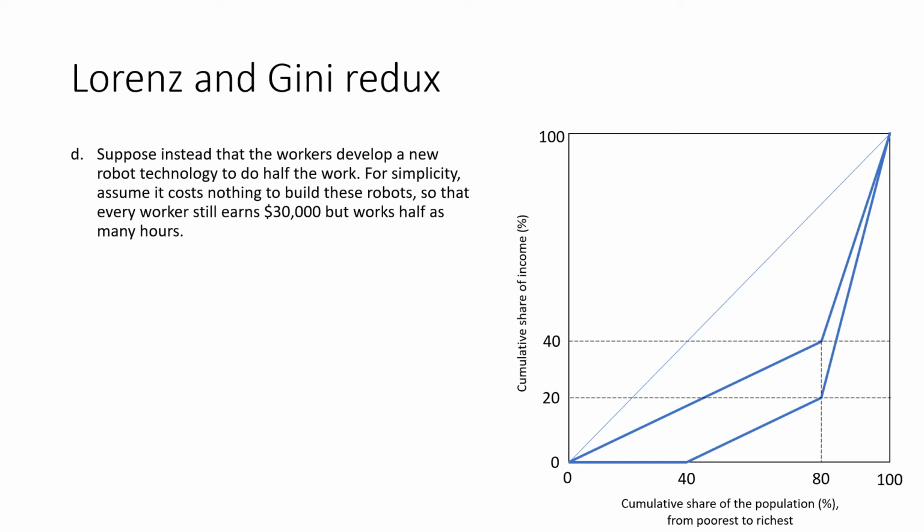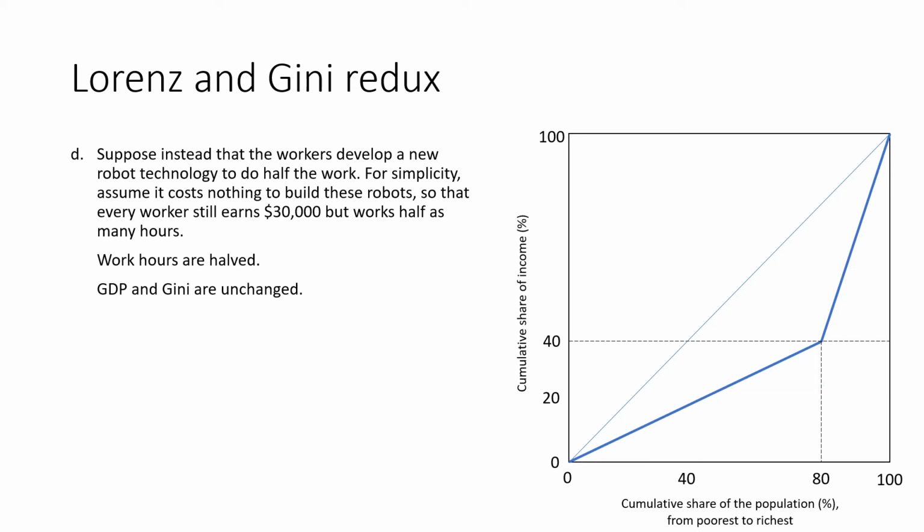Now suppose instead that the workers develop a new robot technology to do half the work. For simplicity, it costs nothing to build the robots, so that every worker still earns $30,000 but works half as many hours. Well, what would happen then? Well, then worker hours would be halved, but GDP and the Gini would be unchanged, right? We would be back to our original Lorenz curve for how income is distributed, except workers would only work half as many hours as they worked originally.